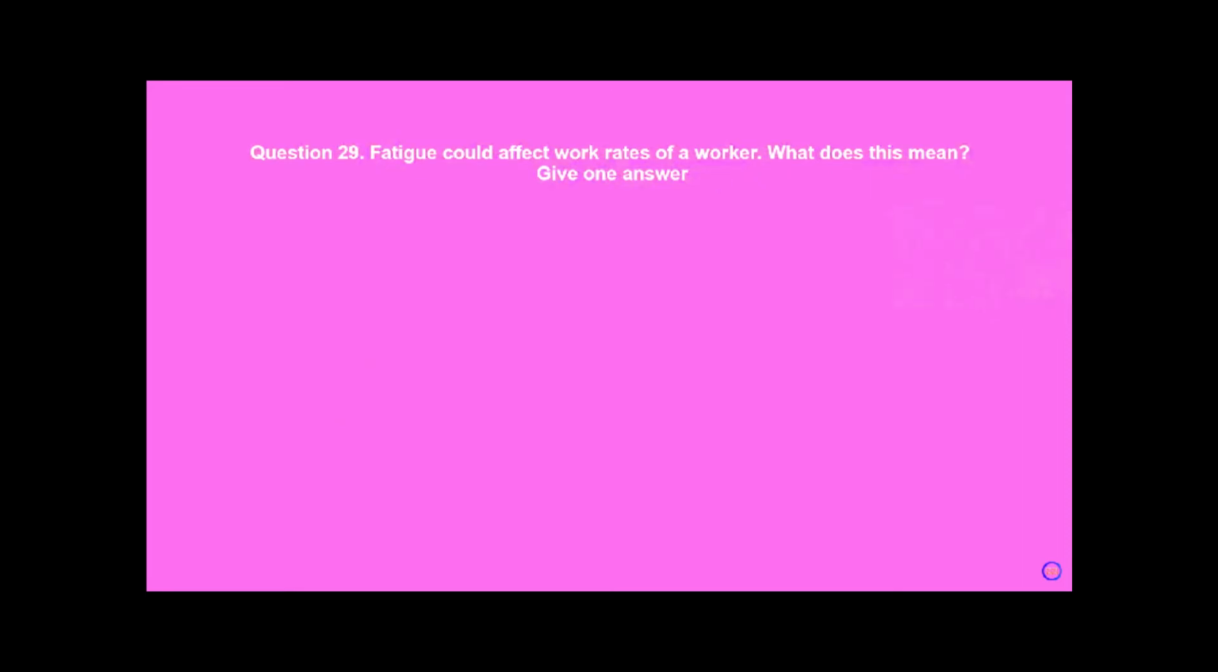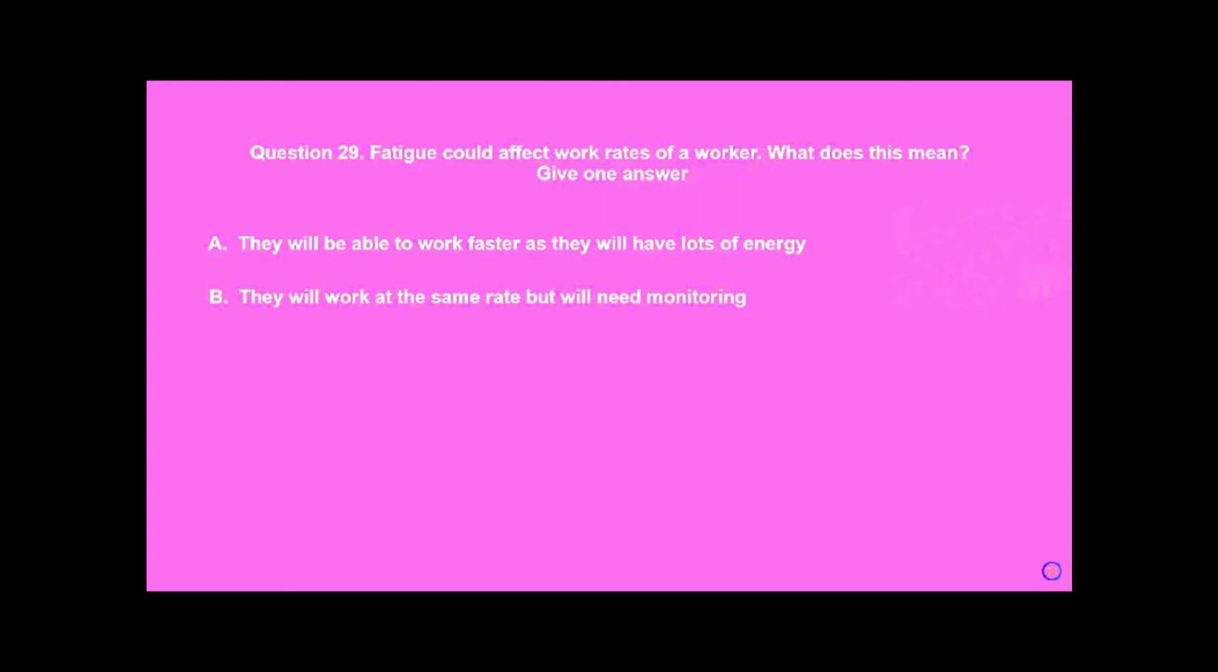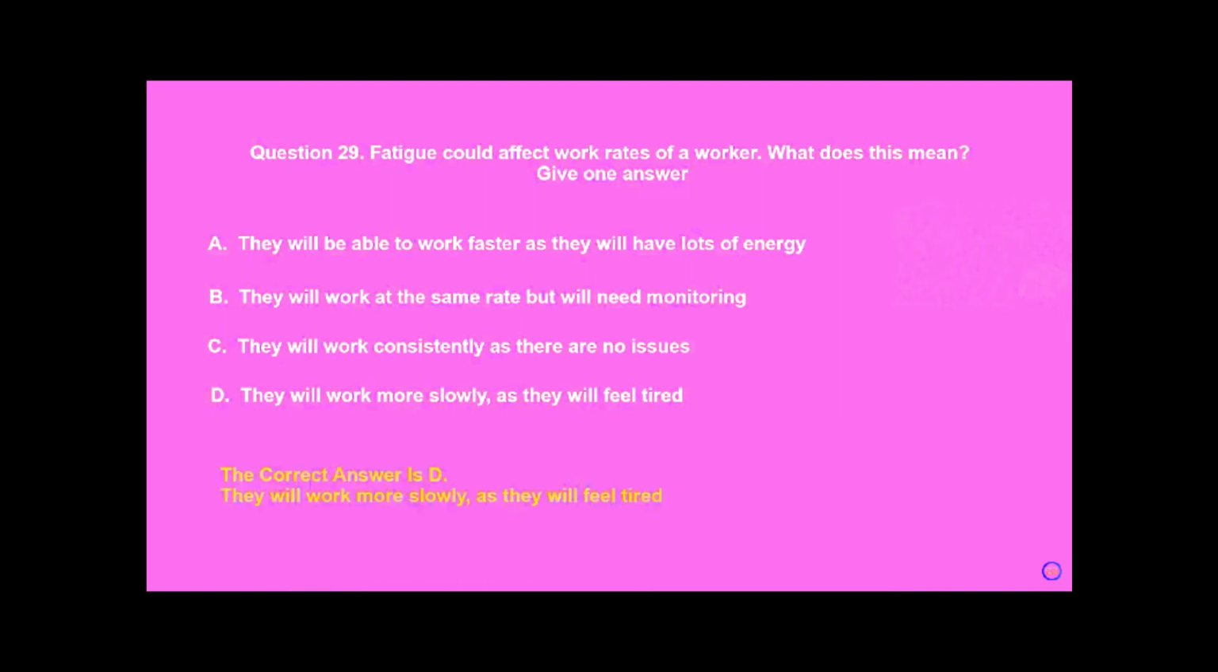Question 29. Fatigue could affect work rates of a worker. What does this mean? Give one answer. A. They will be able to work faster as they will have lots of energy. B. They will work at the same rate but will need monitoring. C. They will work consistently as there are no issues. D. They will work more slowly, as they will feel tired. The correct answer is D. They will work more slowly, as they will feel tired.